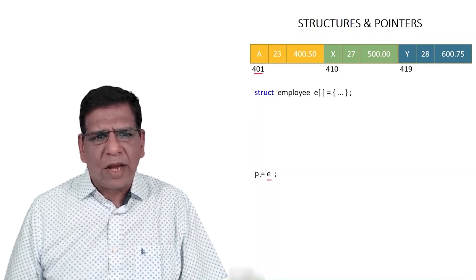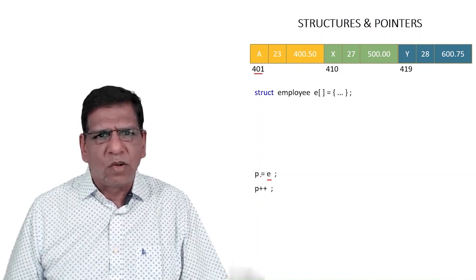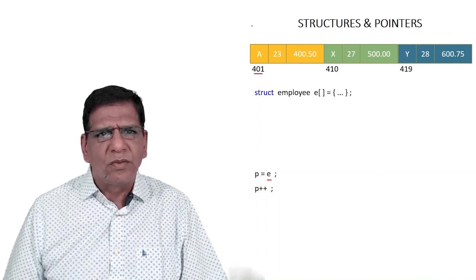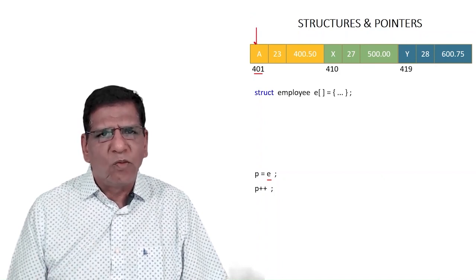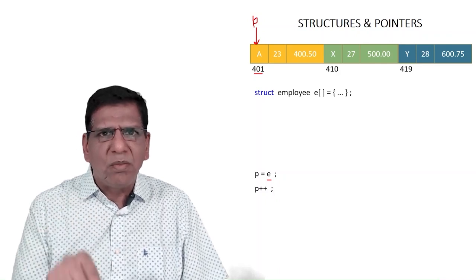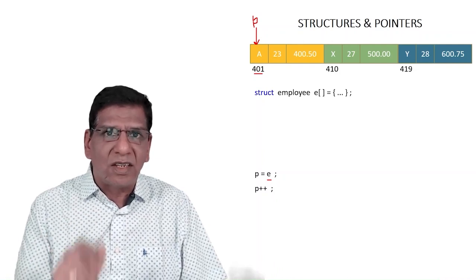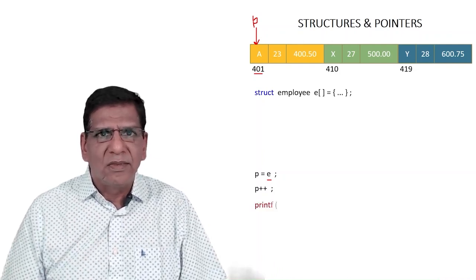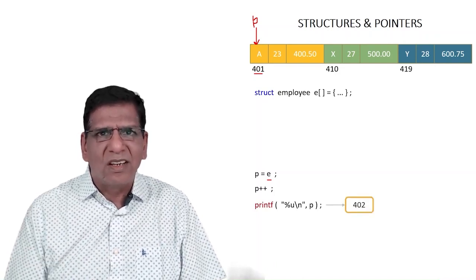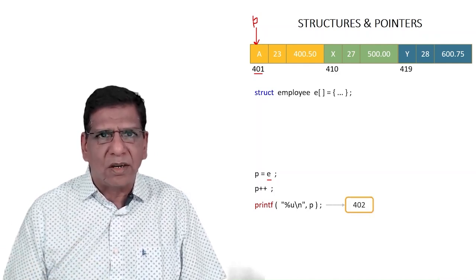Now if I ask you, having done P++, printf P would give me what? Your answer could be, well, it will give me 410 or 402. If I do a P++, what I get depends upon the type of the pointer. You would not be able to tell me whether it's 402 or 410 unless I tell you what is the type of the pointer P. So don't think that plus plus means go to the next byte. What and where it will take me depends upon the type of the pointer.